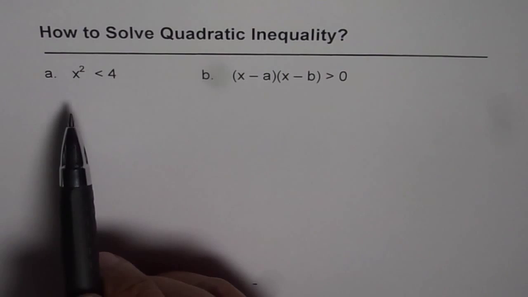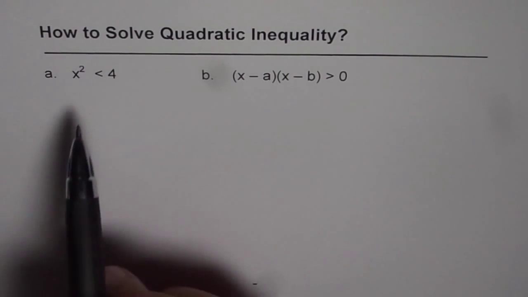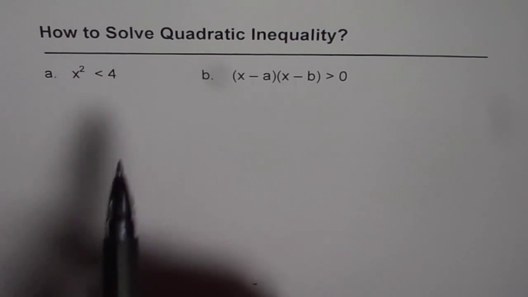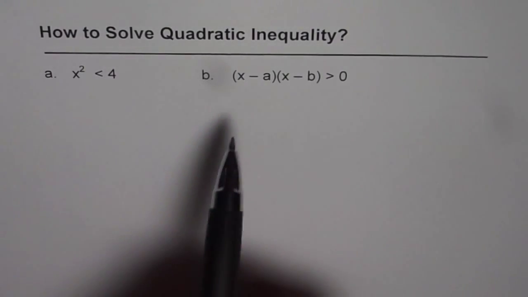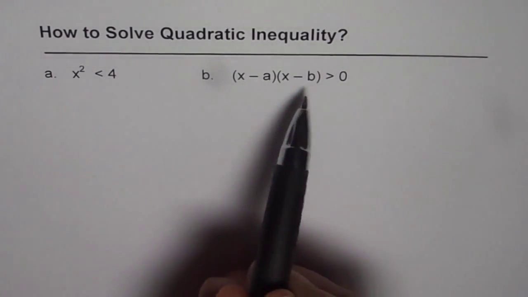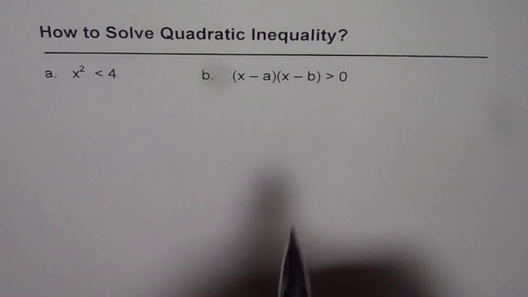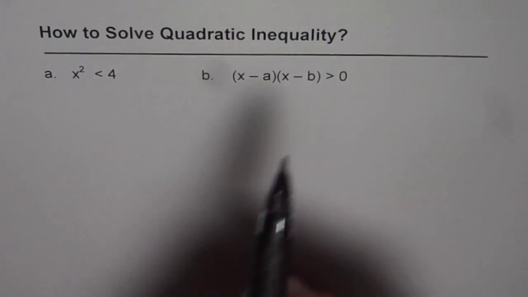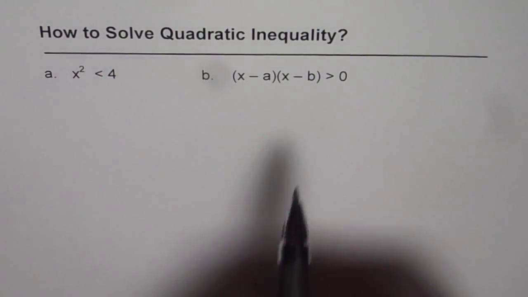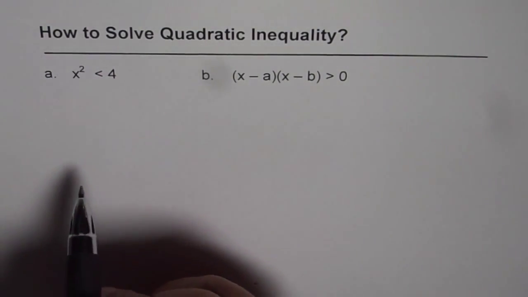The first one is x squared less than 4. Now x squared is a parent quadratic function, and that's why it's a good equation to consider. And part B is the factored form of quadratic equation, x minus a times x minus b, where a and b are the two real roots. So it is x minus a times x minus b greater than 0. I purposely took two different kinds of inequalities, one with less than and the other one with greater than sign.